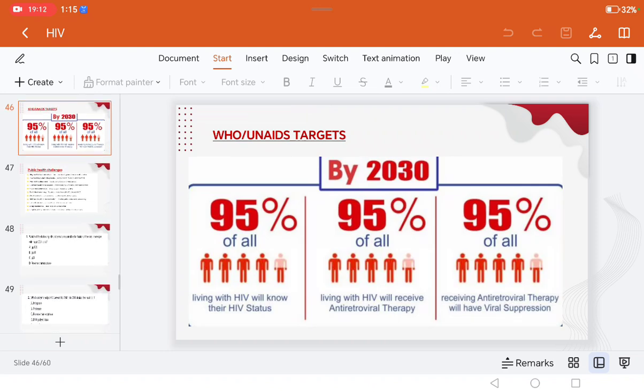So, the WHO or UNAIDS targets by 2030 include 95, 95, and 95. That is, the first 95% is that of all people living with HIV, 95% will know their status by 2030. The second 95 is that among those living with HIV, 95% will receive antiretroviral therapy, and the third goal is that 95% of all people receiving ART will have viral suppression.